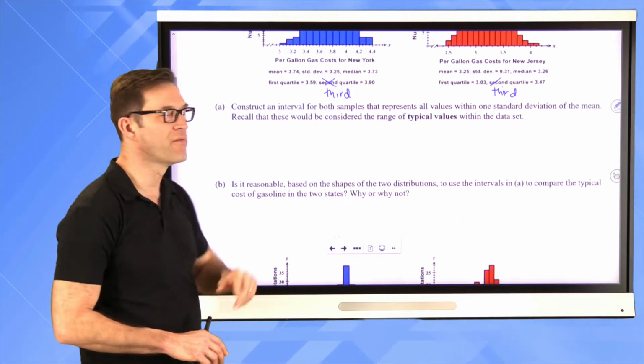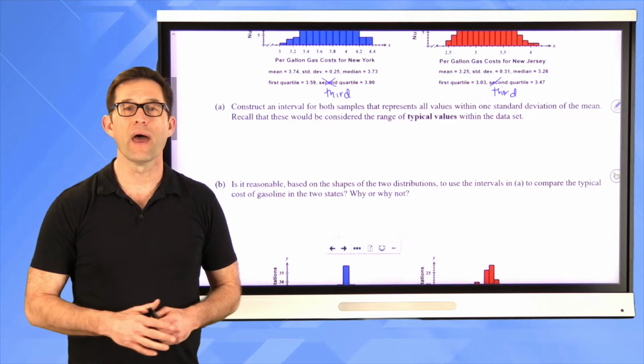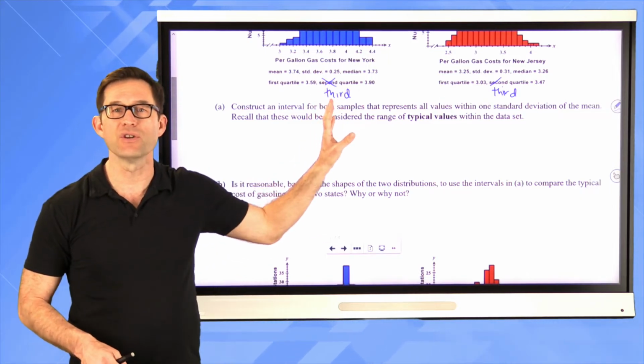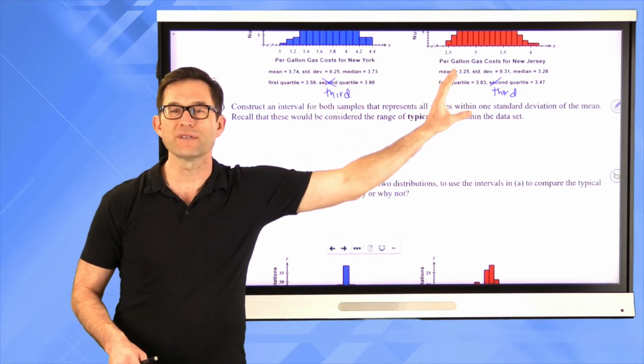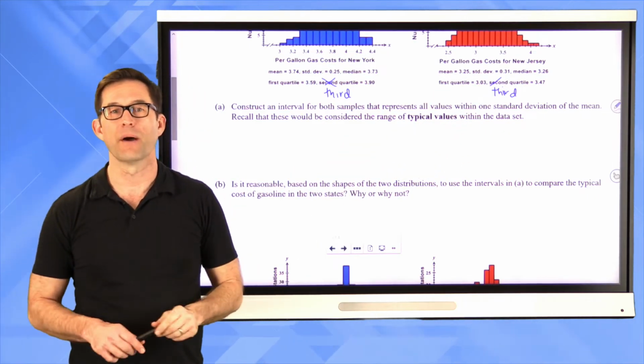Now let's take a look finally at letter A. Construct an interval for both samples that represents all values within one standard deviation of the mean. Recall that these would be considered the range of typical values within the data set. Okay, awesome. So pause the video now and construct that one standard deviation interval for New York and one standard deviation interval for New Jersey, and then we'll talk about them.